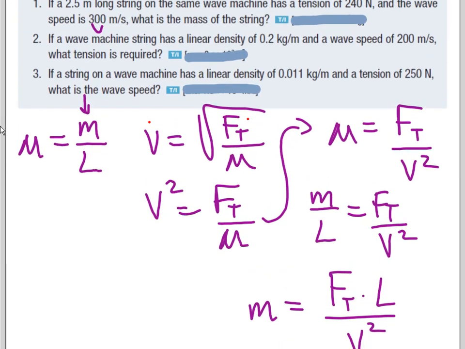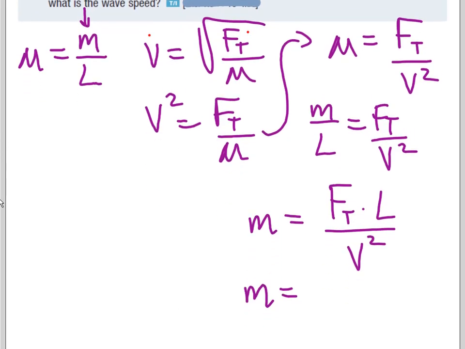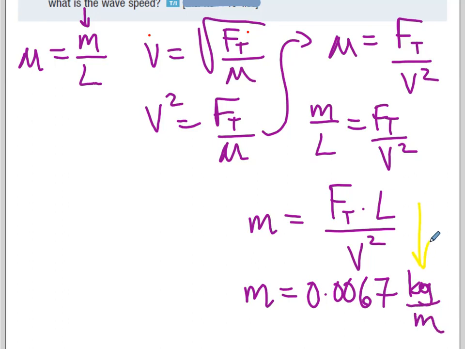So let's see what happens here if I can remember the numbers. The tension force was 240. I'm going to times that by the length, which was 2.5. And we're going to divide that by 300 squared, and I should get this really small number. Okay, and that would be measured in kilograms per meter. Oh, sorry, not kilograms per meter, just kilograms. Pardon me. I can get rid of that.